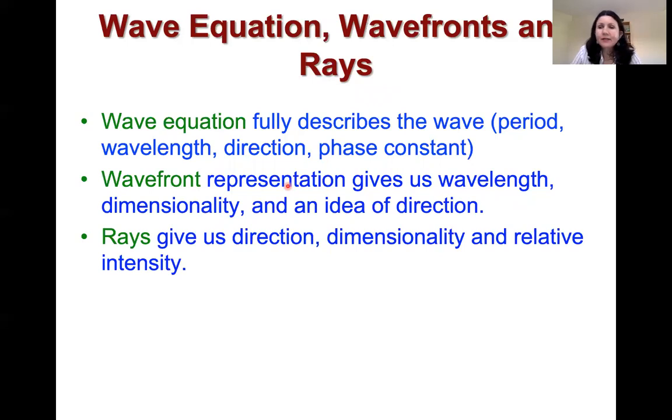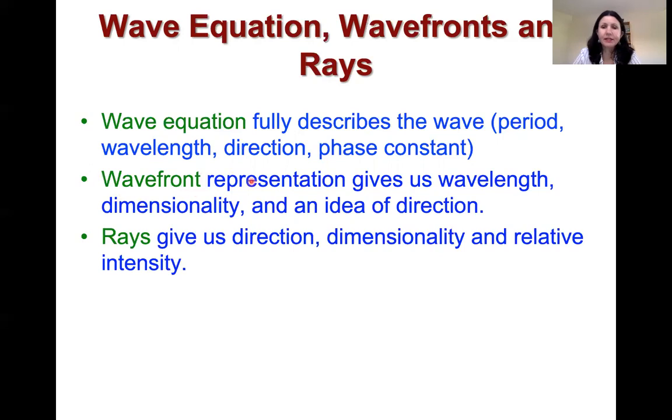Then we reduced the wave equation to another type of representation, the wavefront representation. And that was useful to kind of visually see how waves emanate out from the source. And it also helped us understand about wave interference. And specifically, it was very useful when we looked at the double slit experiment.